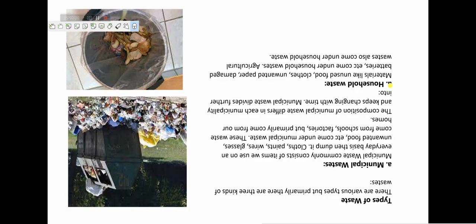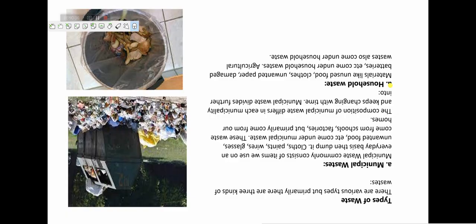right? These wastes come from schools, factories, but primarily from our homes, right? So primarily these wastes come from the home, and also from schools and factories. The composition of the municipal waste differs in each municipality and keeps changing with time. So municipal waste is divided further, because it will differ, right? There will be types of wastes.